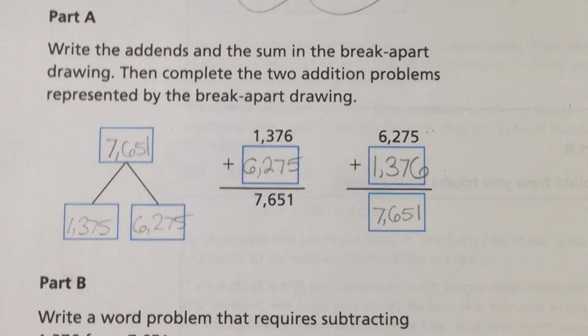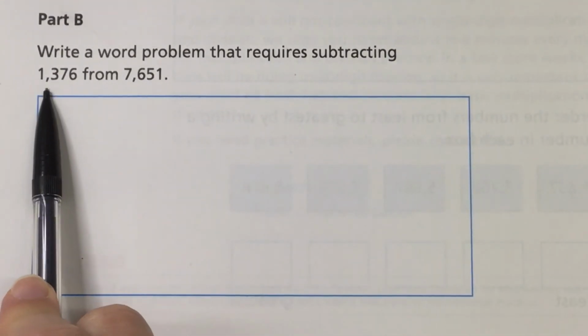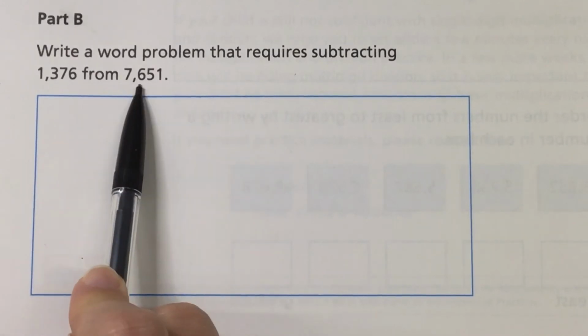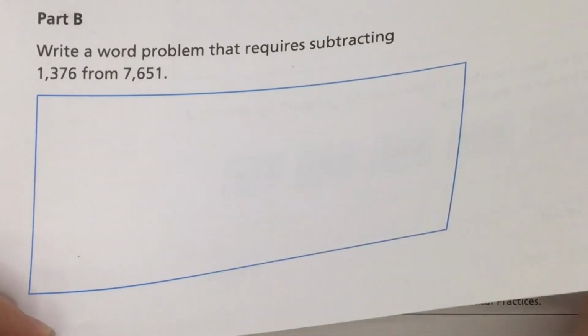Okay, part B though, you have to write a word problem that requires subtracting 1,376 from 7,651. So you'll have to think about what you're gonna create your word problem around. Probably want to use some clue words in there like more than or less than, things like that.